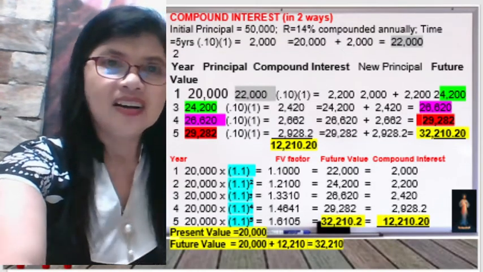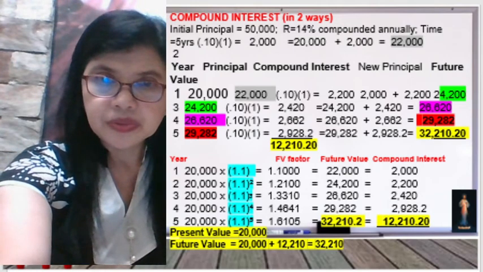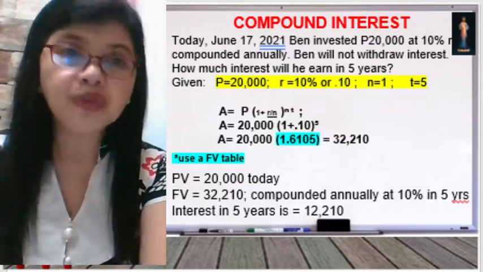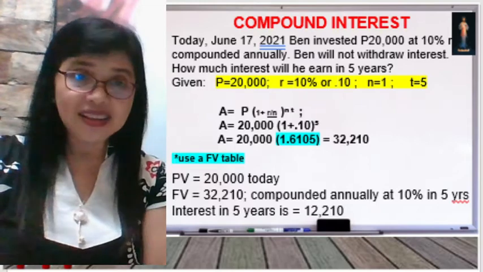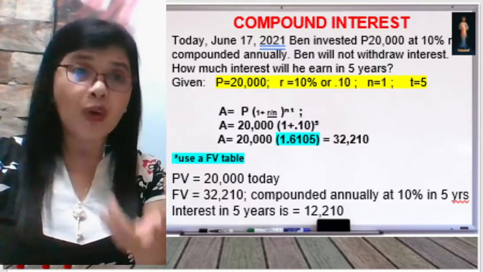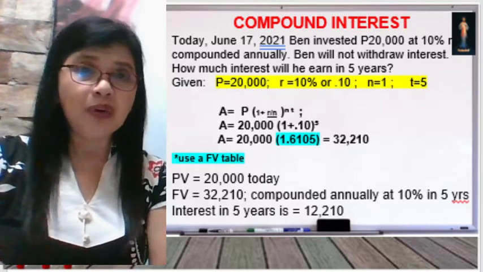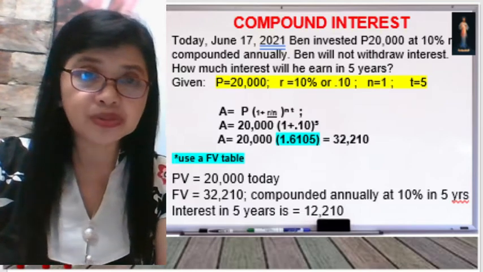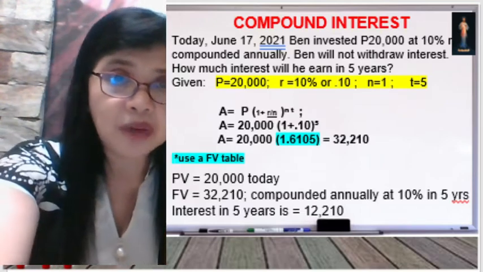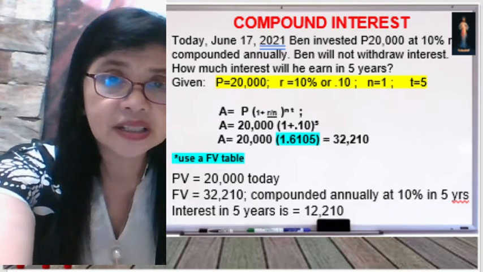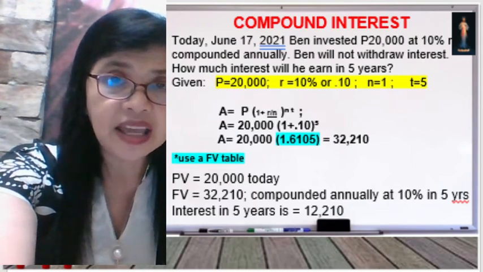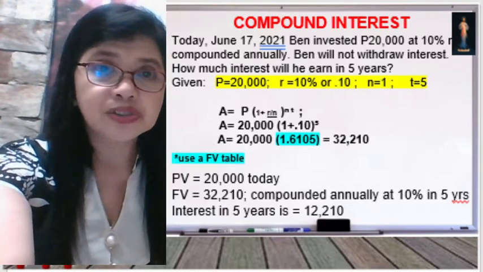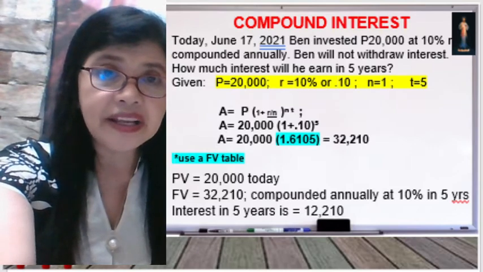Next, we can also compute it the shortest way. To know the future value, take 20,000, the principal, and multiply it by 1 plus 0.10. Why 0.10? Because of the 10% rate. Raised to how much power? The rate is 10% and t is 5, so raised to the fifth power for 5 years. So 1 plus 0.10 raised to the fifth power.